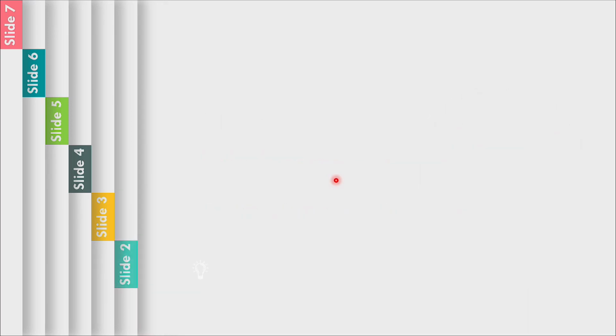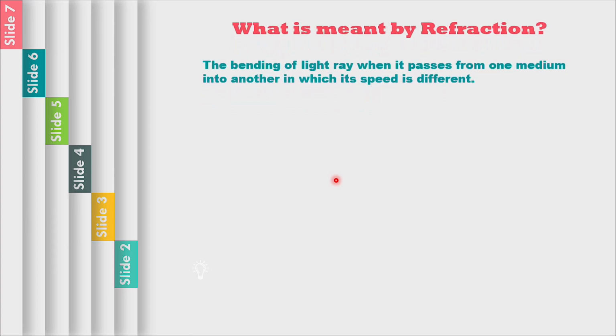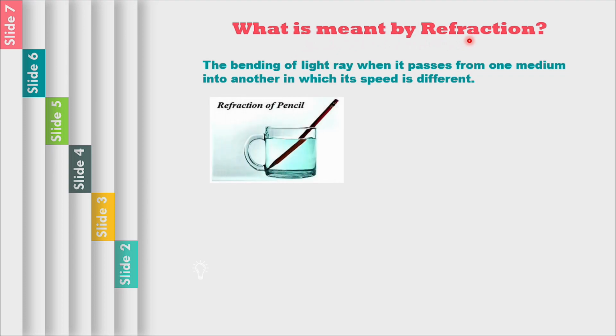Okay, I will move to what is meant by refraction. So refraction is the bending of light when it passes from one medium into another in which its speed is different. Let us take a simple example. Take a cup of water. Light is passed from air to water or vice versa. When light rays travel from one medium into another, the bending of light takes place. So this is called refraction of light.